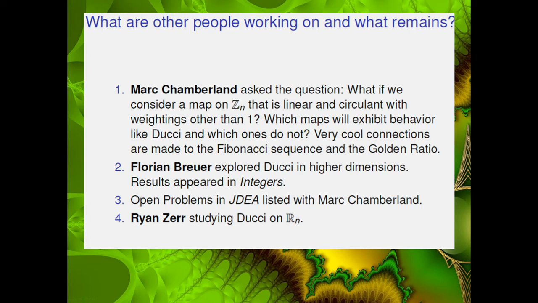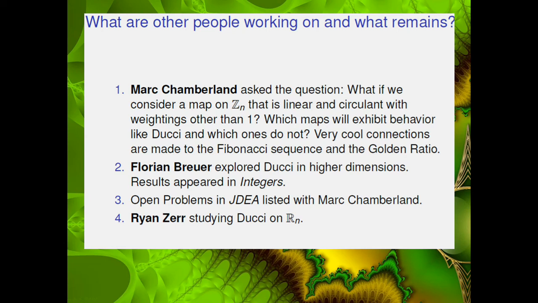There was an algebraist by the name of Florian Breuer from South Africa. I don't know what he's doing now, but back then he had published a number of things on Ducci. And he had a paper that was showing up in Integers, which is a pretty decent journal. Mark Chamberlain and I listed out at the time the number of open questions that were left in this problem, and those are published in the Journal of Difference Equations and Applications. And I don't think anyone's really attacked those after. I don't think so, because I still review papers on Ducci, unfortunately for me, because I also review papers in applied math, so I'm getting hit on both sides.